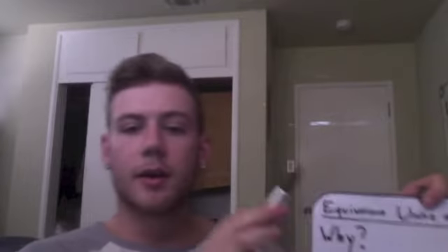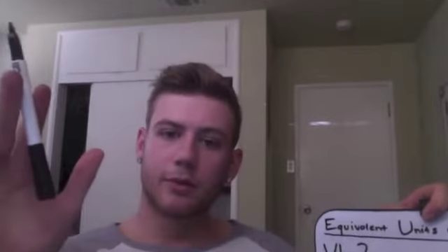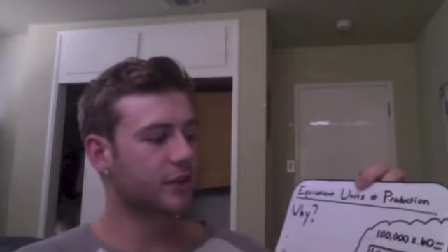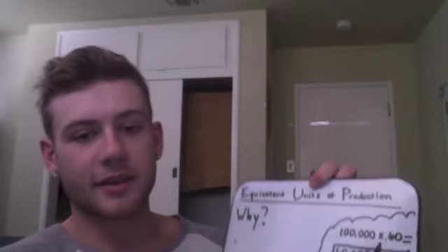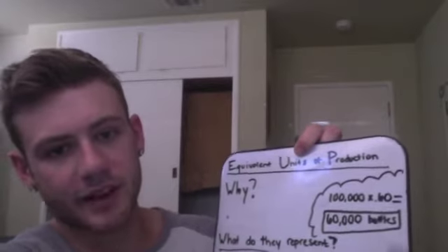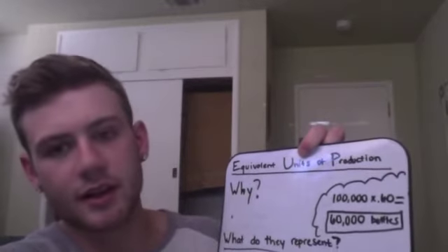The way to formulate the equivalent units of production is, for example, using the Coca-Cola one. Say we have 100,000 bottles that are still in the work in process and they're only 60% complete. You take your 100,000 and multiply it by the 60% in decimal form, and that leaves you with 60,000 bottles.